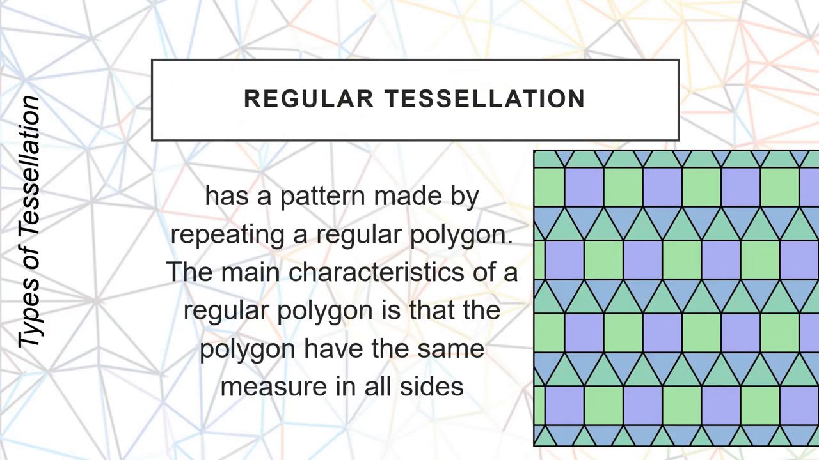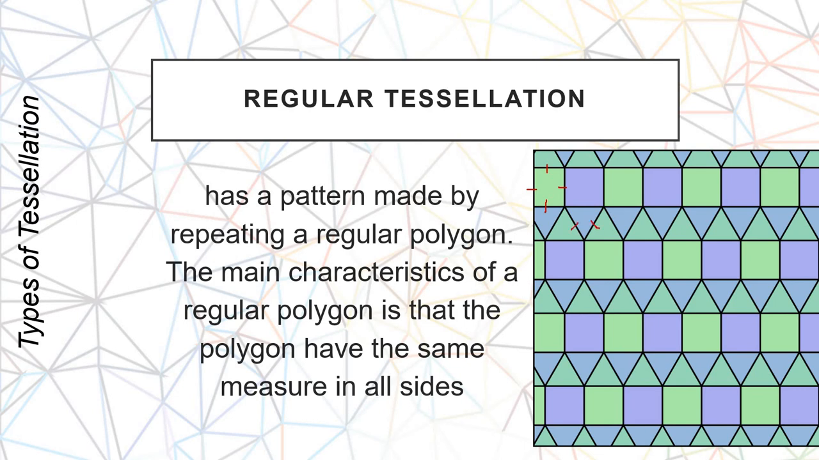So for regular tessellation, it is a pattern made by repeating a regular polygon. When you say regular polygon, all sides are equal. When you say irregular polygons, it would mean that the sizes are not the same. So the main characteristic of a regular polygon is that the polygons have the same measures in all sides. In this case, for the triangles, they are equilateral.